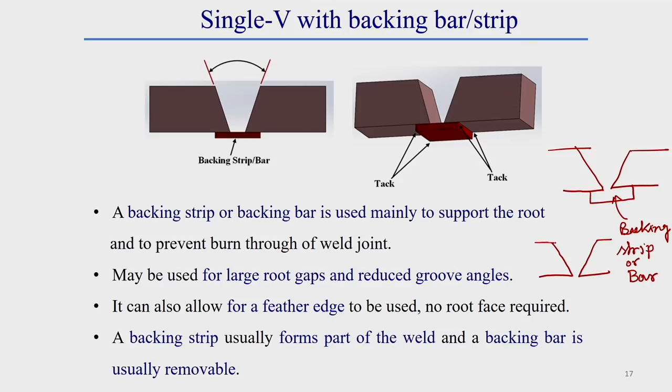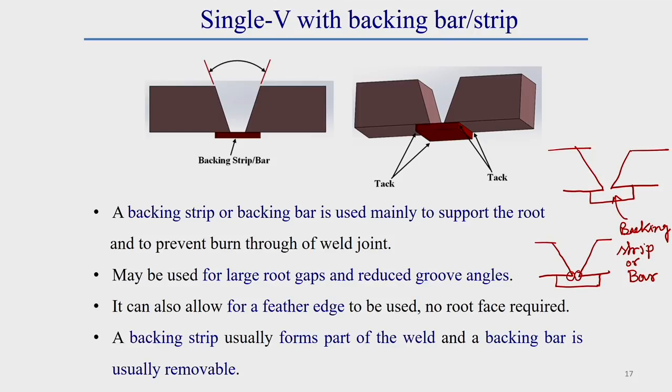If the joint root has zero thickness, that means no root face is required, here you see this, there is no root face, then that is generally called a feather-edge preparation. In case of feather-edge preparation, generally by providing this backing strip or backing bar, we can eliminate the root face. That means in a feather-edge preparation also, this backing strip or backing bar can be used.